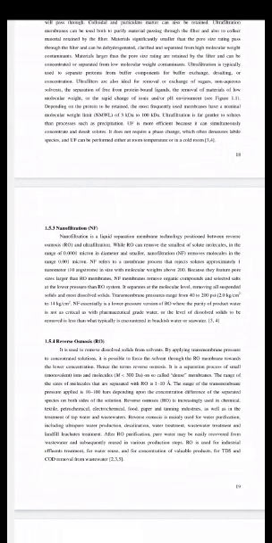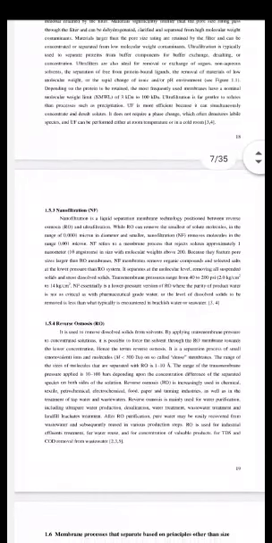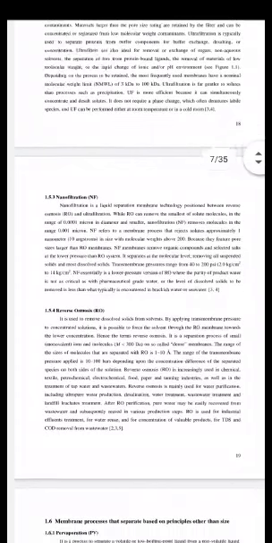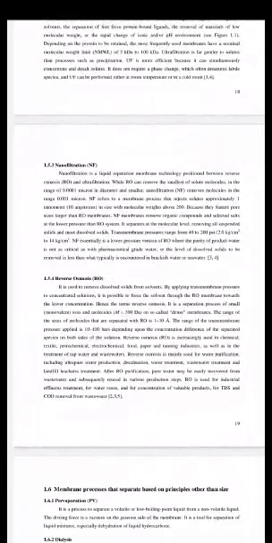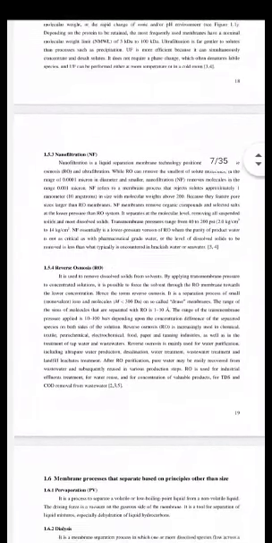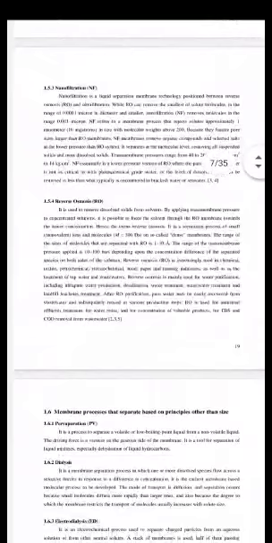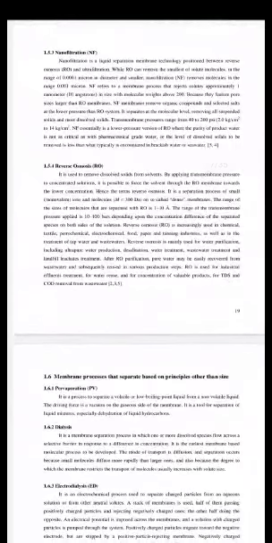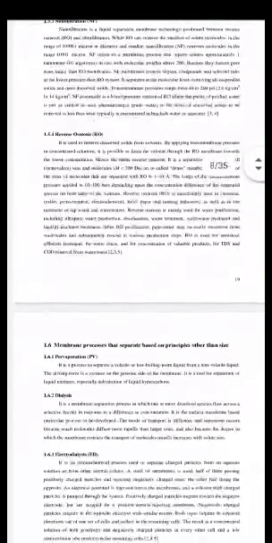By applying transmembrane pressure to a concentrated solution, it is possible to force the solvent through the RO membrane towards the lower concentration. Osmosis and reverse osmosis are often confused terms. Here the driving force is from low pressure to high pressure. Accordingly, we can remove the TDS from the solution by using the reverse osmosis process.